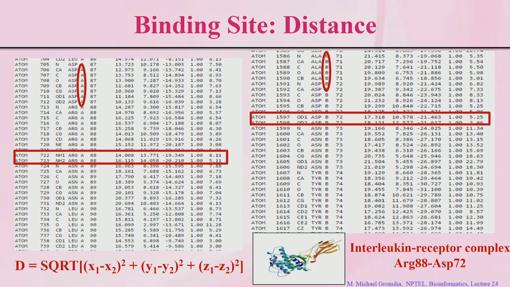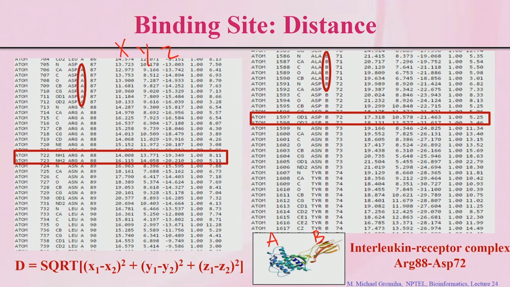So, now I show the PDB coordinates, right. In the PDB, which information will you get? You get the XYZ coordinates, this is chain A and this is chain B, right. Here if you see the complex, this interleukin receptor complex, you can say this one is chain A, this is chain B for example. You have the coordinates here for chain A, and this is the coordinates for chain B, right.